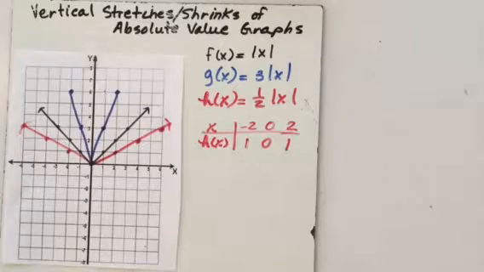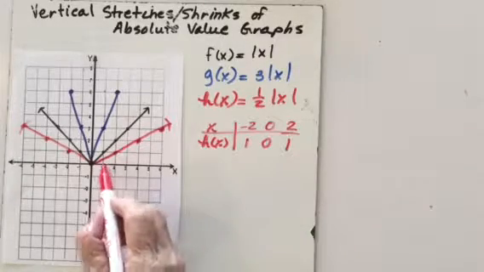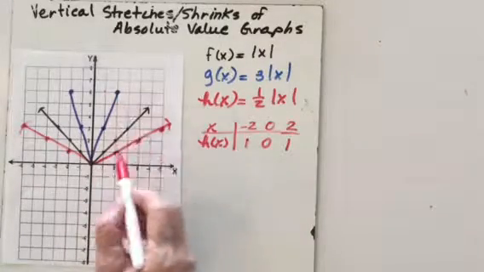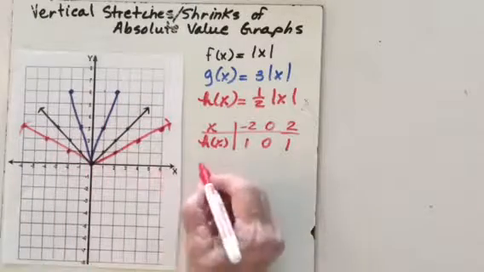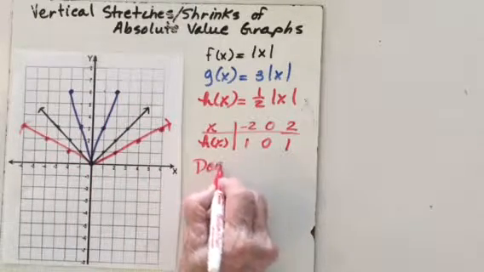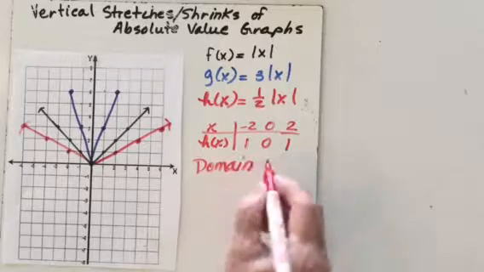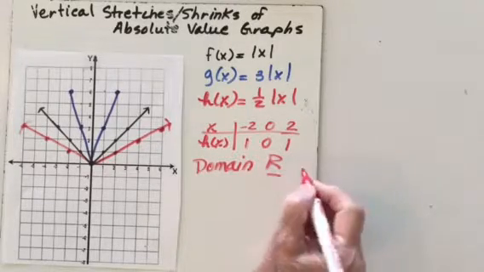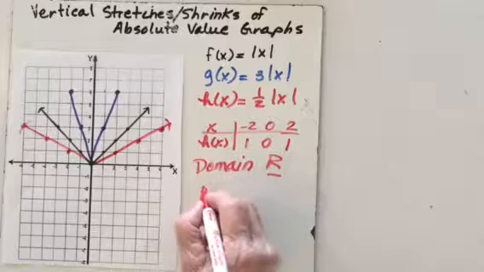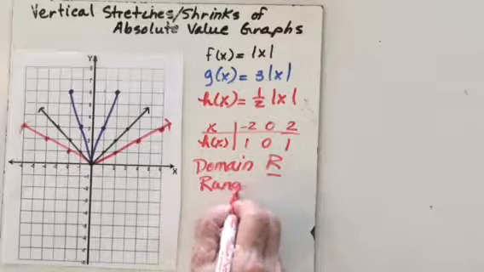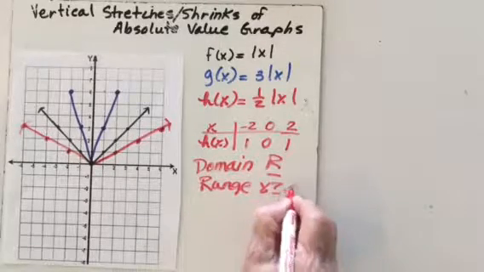Now, in all cases, the domains are all the x's on all of these graphs. The x values, the domains, are all the real numbers. And again, the range in all of these is y is greater than or equal to 0.